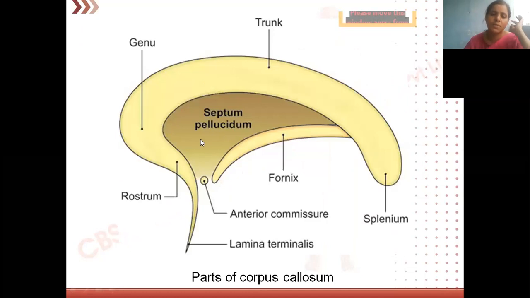Now, when you see the corpus callosum from above, it is convex. From side to side, it will be concave. Inferiorly also, it looks concave. And to the inferior aspect of the corpus callosum, we have a curtain like this. You call it the septum pellucidum. And if you remember my telling, if you cut this septum pellucidum, inside we will see the lateral ventricle.